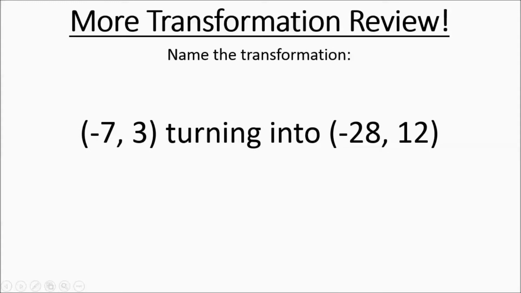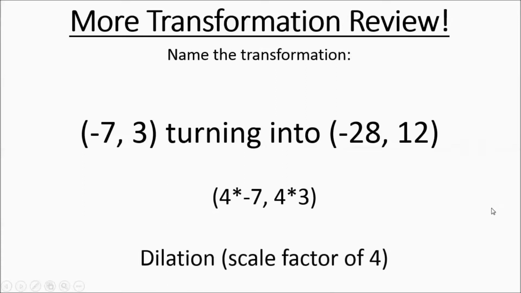Negative 7, 3 turning into negative 28, 12. Well, if you look carefully, negative 7 times 4 gives you negative 28. 3 times 4 gives you 12. We're multiplying them both by 4. That's going to be a dilation with a scale factor of 4.